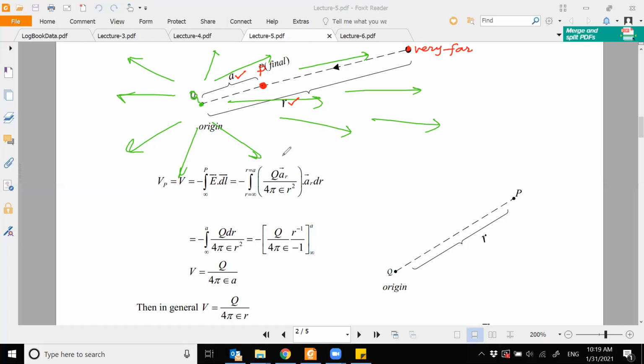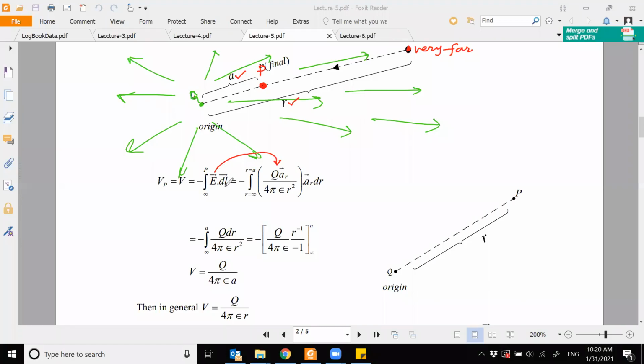Now let's find the potential at this point P. The potential at this point P, V subscript P, or now I'm just dropping the subscript, the potential V is equal to minus integral from infinity to this point P of E bar dot dl bar. Now what is my E bar? I'm now substituting E bar. We know the electric field created by a point charge placed at origin is Q over 4 pi epsilon R square AR. So I'm substituting that here.